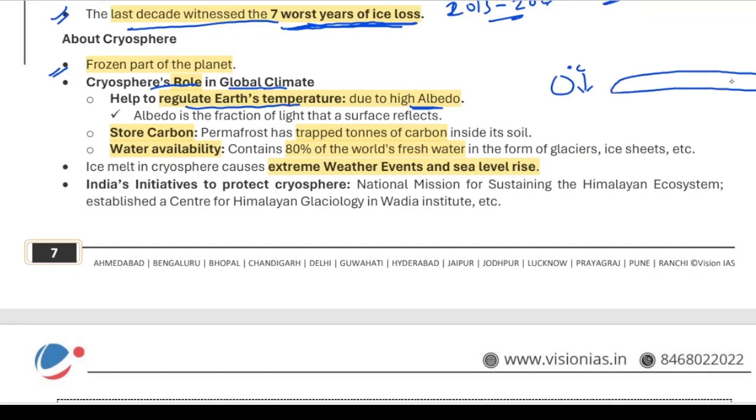Like this is the ice sheet. When the sun rays fall on this ice sheet, it does not immediately start warming up. Because of its high albedo, it reflects light. Albedo is the term used for the amount of light that is reflected back. The higher the albedo, the more light will be reflected. So this ice acts like a mirror. When the rays fall on this, it gets reflected back to the atmosphere. So due to this high albedo, it maintains the temperature of Earth.